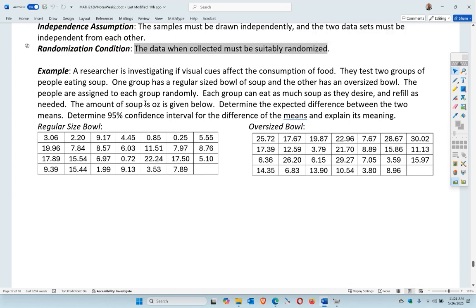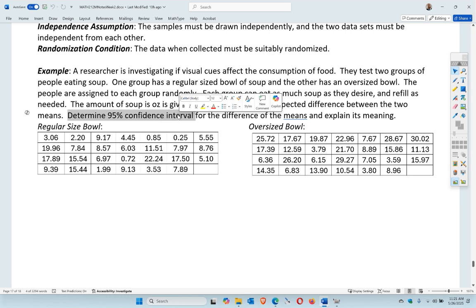All right, so researchers investigated visual cues, effects of consuming food, with two test groups eating soup. One gets a regular size bowl, one gets an oversized bowl. So two different size bowls, basically. Each group can eat as much as they desire. They refill if needed. The amount of soup is given in ounces. So basically, is there a difference when you have a different size bowl? So you want a 95% confidence interval.